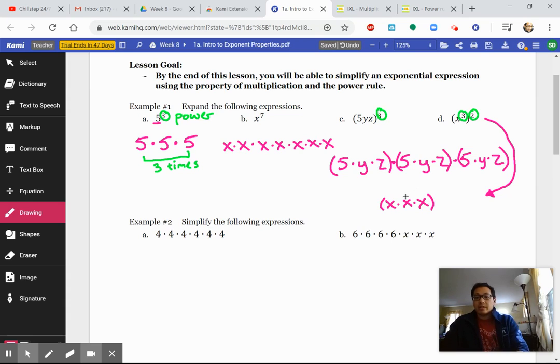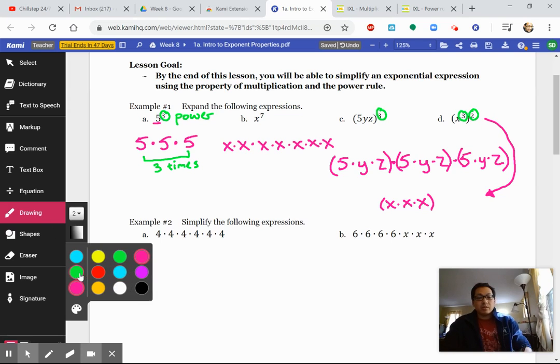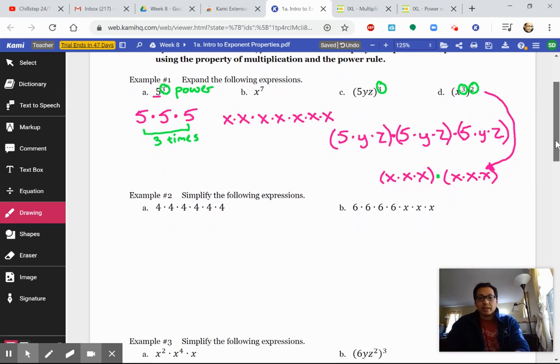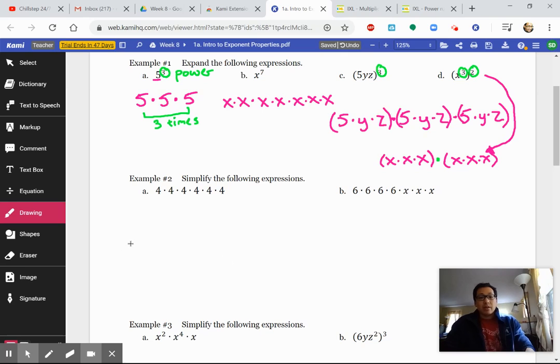So x to the third power is x times x times x, and then we're raising that to the power of 2. That means this power of 2 means we're going to multiply it by itself 2 times. So here's another x times x times x. So we can expand this out, and hopefully we'll gain a little bit of understanding here by the end. Okay, now, so that's expanding, right? Expanding means write it all out as repeated multiplication.